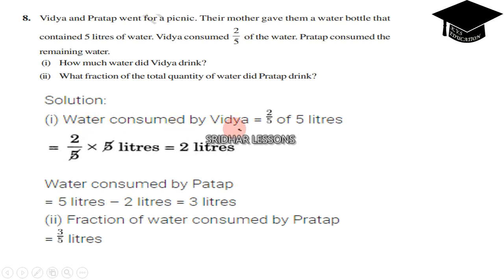Water consumed by Vidya is 2 by 5 of 5 liters. That means 2 by 5 into 5, which is equals to 2 liters. Okay. And water consumed by Pratap is 5 minus 2, this is equals to 3 liters. Second question is, what fraction of the total quantity of water did Pratap drink? The fraction of water consumed by Pratap is 3 by 5. Totally we have 5 liters and here he has consumed 3 liters. So the fraction is 3 by 5.